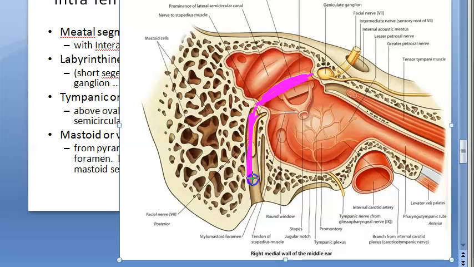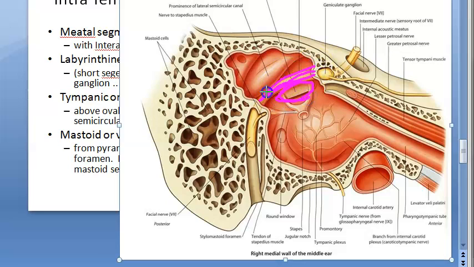Okay. Is this clear, guys? Then here you have the stylomastoid foramen from which the facial nerve is going to come out. Okay. So if you look at the parts again, here you have the internal acoustic meatus, meatal part. Then you have the geniculate ganglion. From the geniculate ganglion, here they have shown the first branch actually. This is the greater petrosal nerve, which is a branch. Okay. Then you have the tympanic part of the facial nerve, which is above the oval window.